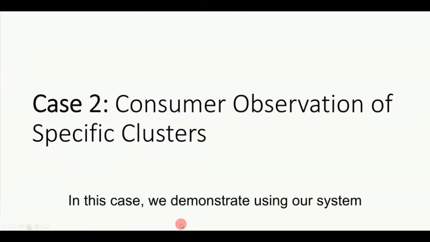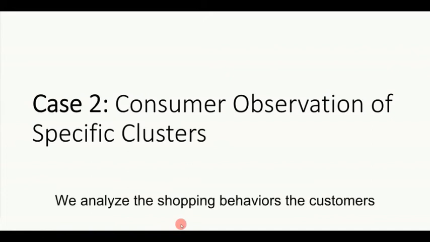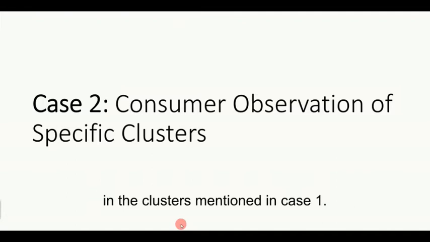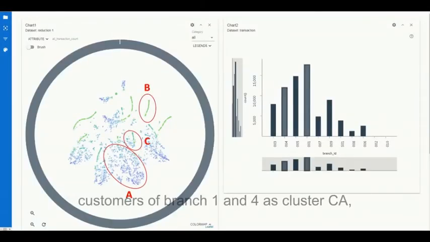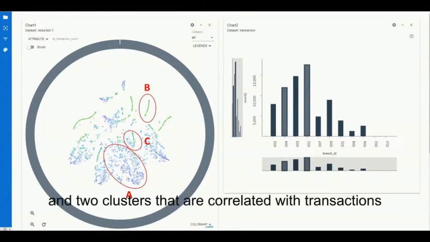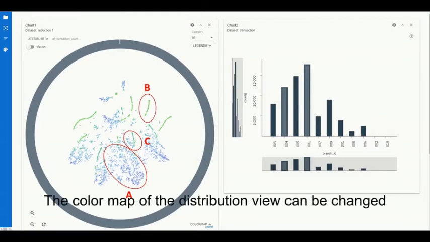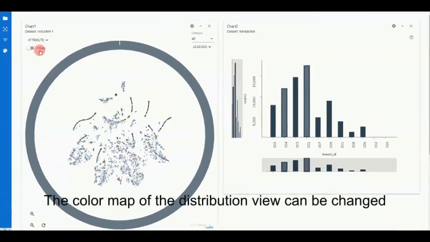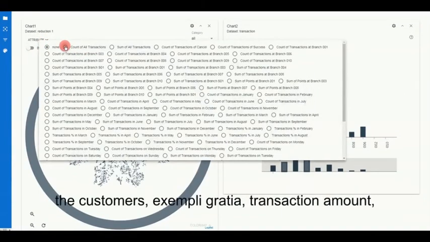In this case, we demonstrate using our system to explore further details. We analyze the shopping behaviors of the customers in the clusters mentioned in Case 1. We denote the biggest cluster of intersected customers of branch 1 and 4 as cluster CA, and two clusters that are correlated with transactions of branch 1 but not 4 as CB and CC, respectively. The color map of the distribution view can be changed to encode different transaction attributes of the customers.